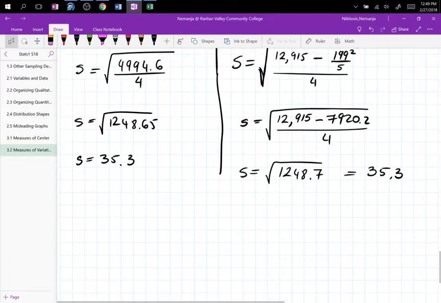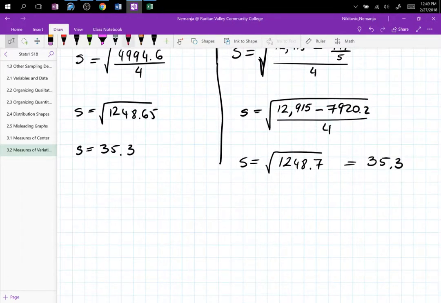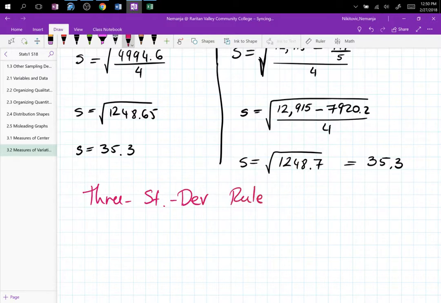Then the statement which I said in words earlier, now we're going to write down the 3 standard deviations rule. It says almost all the observations in any data set lie within 3 standard deviations to either side of the mean.